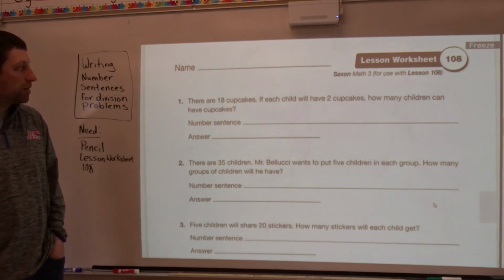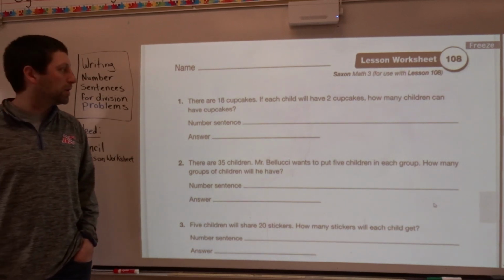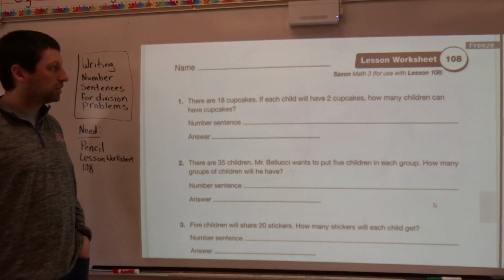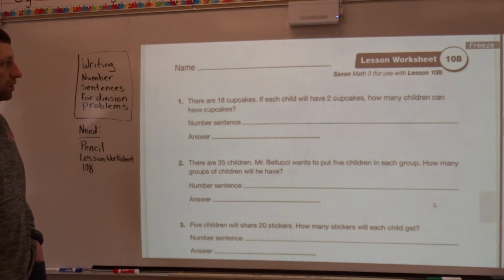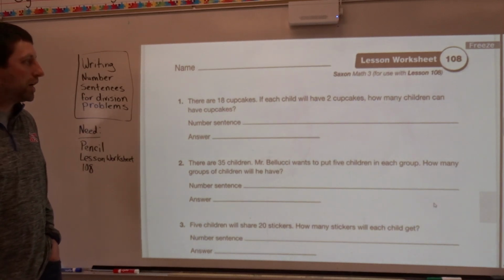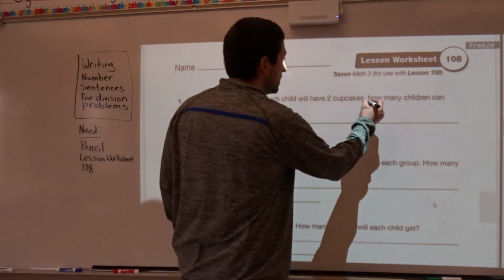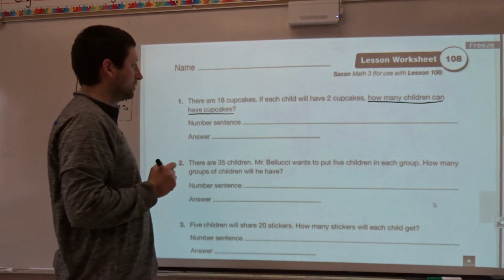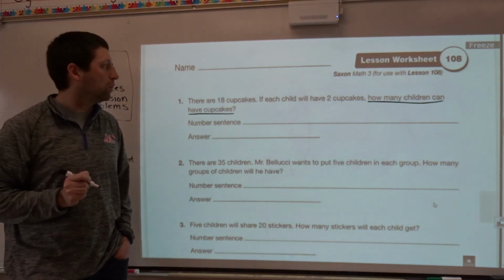Alright, so let's take a look at number 1. It says there are 18 cupcakes. If each child will have 2 cupcakes, how many children can have cupcakes? First thing I always need to do is underline the question, and it says how many children can have cupcakes? That's what I'm trying to figure out.